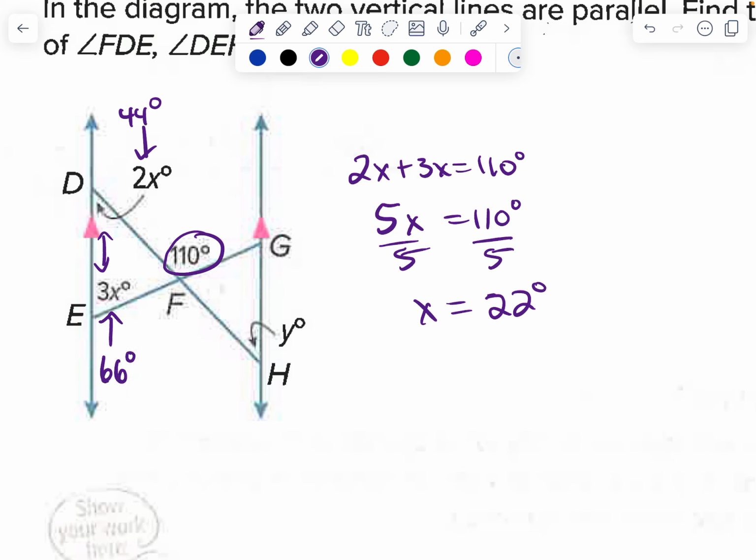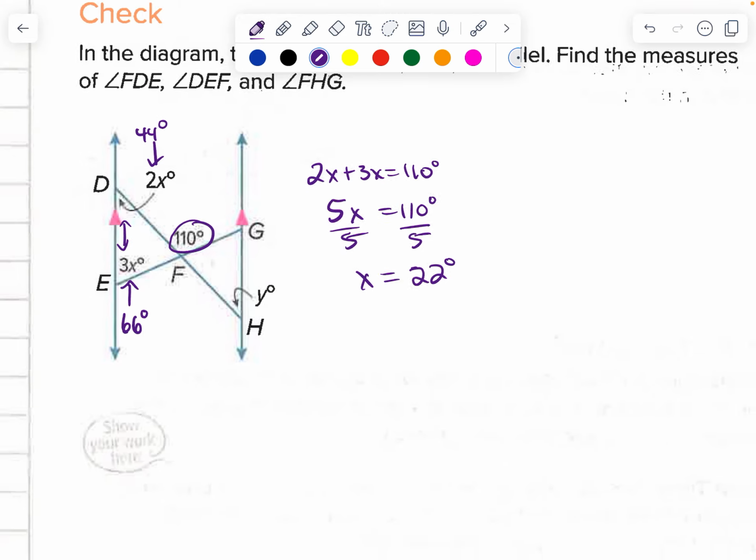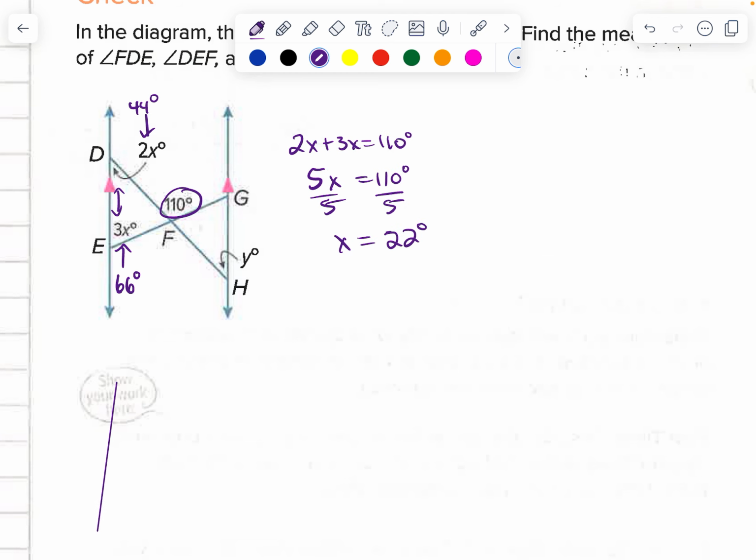Now, you could, without doing any other work, there's something that I should have shown you on the other one, but I didn't. I'm going to show you on this one. These are parallel lines. This angle and this angle would be congruent to each other because they are alternate interior angles. So what I could do is just say, well, since this is 44 degrees, that makes this also 44 degrees.